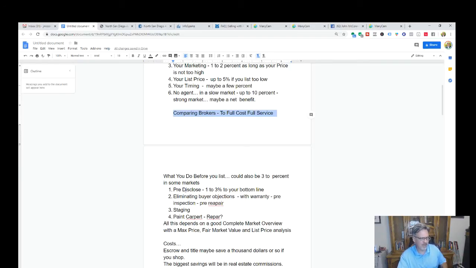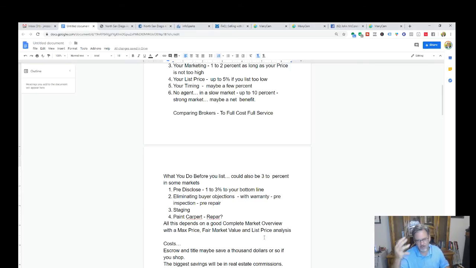But we're going to use the pre-disclosures. We're going to go through the property. We are going to consider a process in which we eliminate buyer objections with a homeowner's warranty. Hey, what if the appliances break down? Well, they're covered for a year. Pre-inspection, pre-repair. As I said, if you know your max price, you can determine what you want to repair, how you're selling, what you're selling. In other videos, I'll explain as-is. I've done them before.